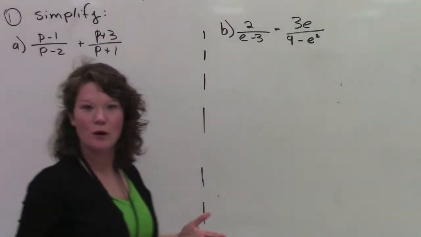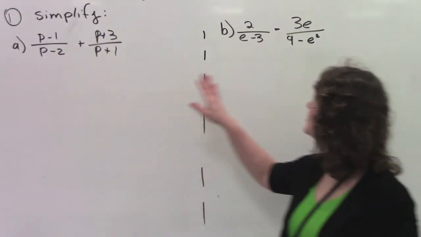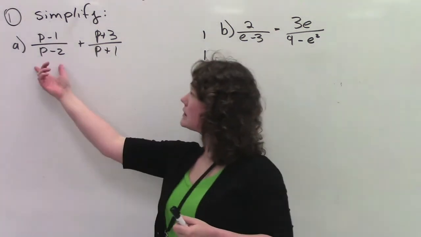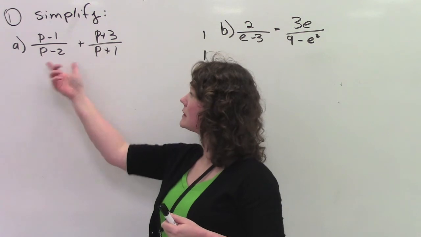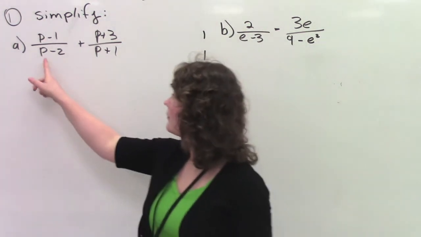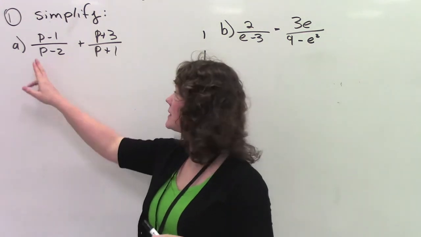All right, example number 1, simplify. We have two different expressions to simplify, and what makes these ones a little bit trickier than in 7.3, remember, we have binomials, okay? It means that there's two terms.